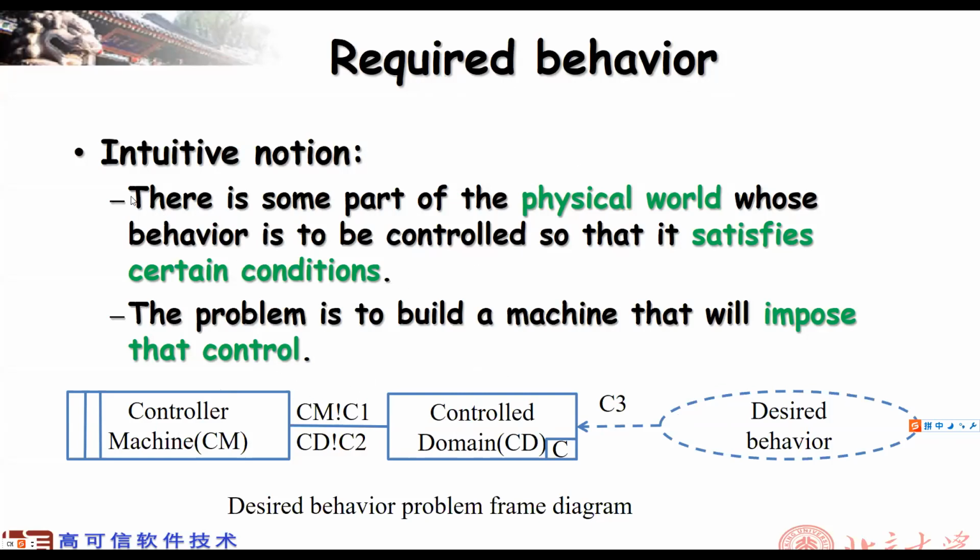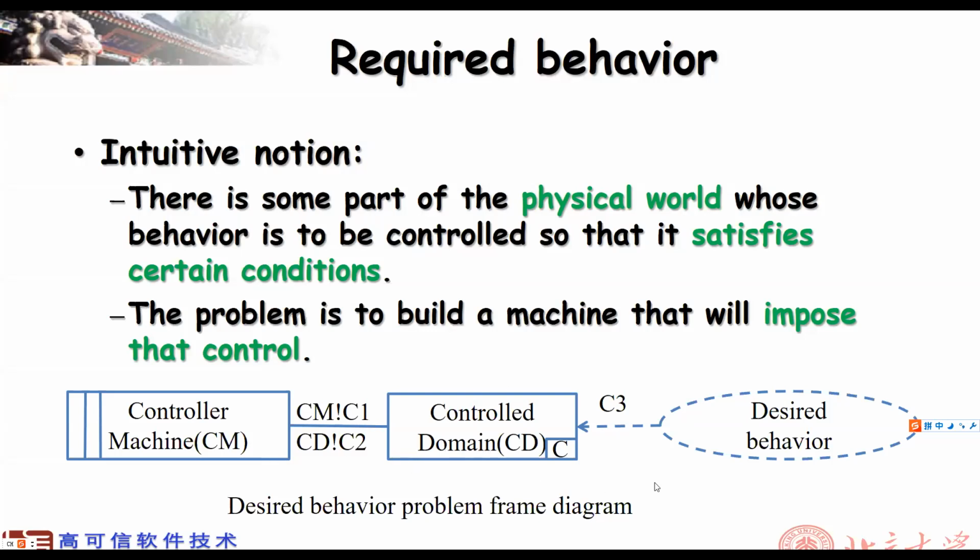For this required behavior, the intuitive notion is that some part of the physical world has behavior that is to be controlled so that it satisfies certain conditions. What kind of condition? It is defined by the desired behavior. Then the problem is to build a control machine that will impose that control. This is called required behavior: a controller machine controls the controlled domain to satisfy certain conditions. This is the required behavior problem frame.